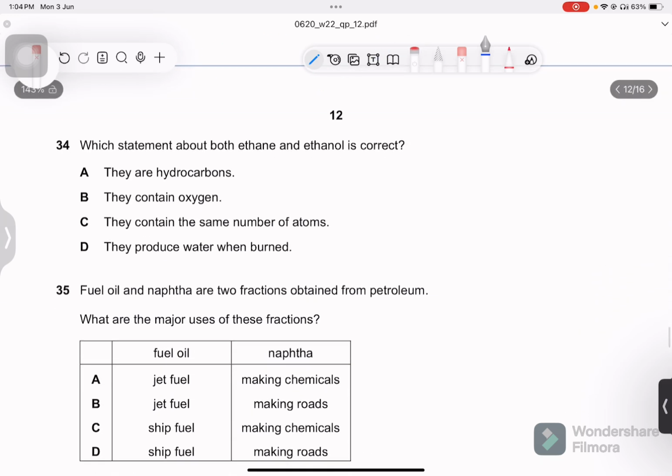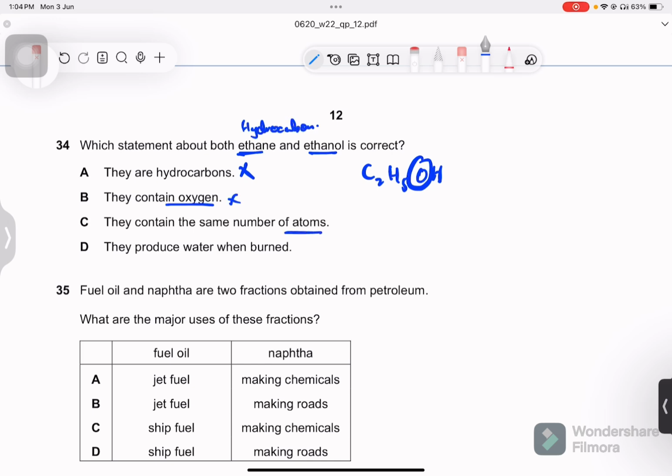Next, which statement about both ethane and ethanol is correct? They are hydrocarbons. No, hydrocarbons are compounds having only hydrogen and carbon. Ethanol is C2H5OH, so it contains oxygen as well. So it is not a hydrocarbon. They contain oxygen. No, ethane is a hydrocarbon, so it does not contain oxygen.